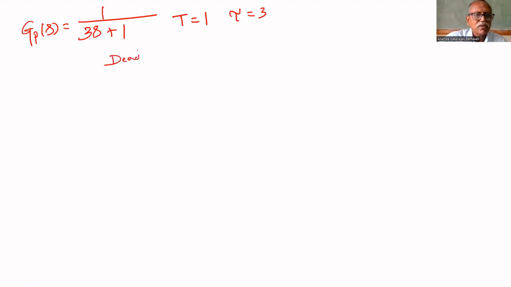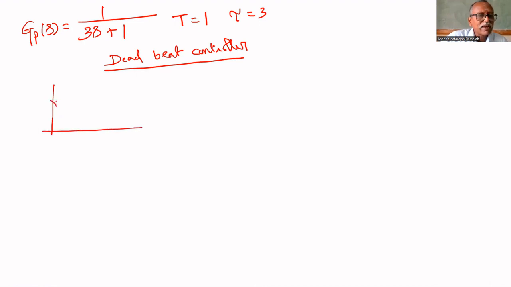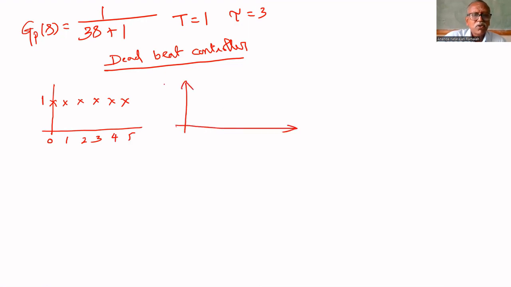Let us design the deadbeat controller. The assumption made in the deadbeat controller is: if the input is a step input, what is the step input in digital domain? This is the step input 0, 1, 2, 3, 4, 5, with magnitude 1. This is the input, y set point of z, y set point of t, y set point of k.